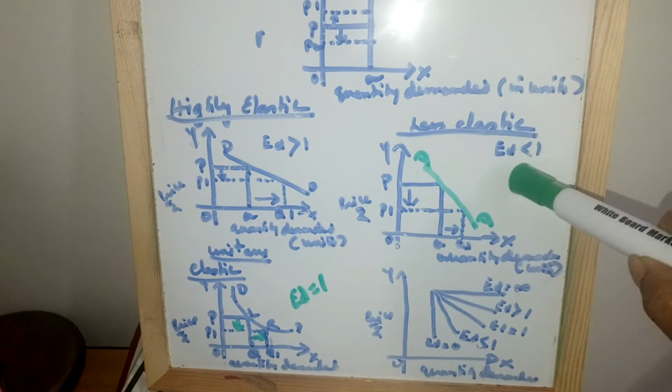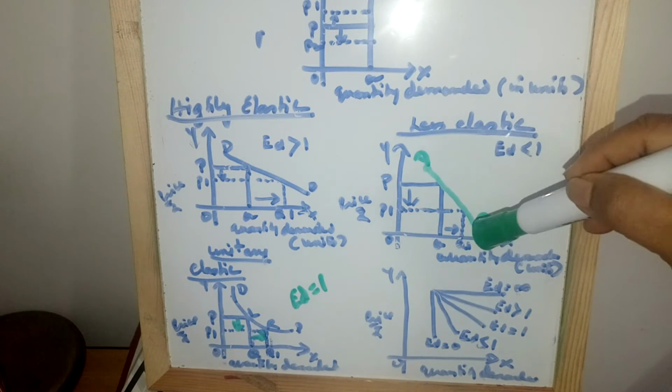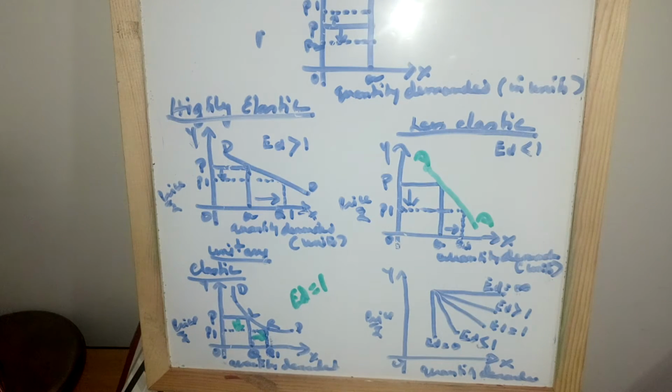So in less elastic demand, you find the percentage change in the quantity demanded is less than the percentage change in price. Then such demand is said to be less elastic or inelastic. So here you find the demand curve is steeper than the demand curve of highly elastic demand.